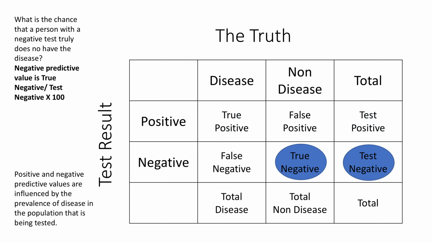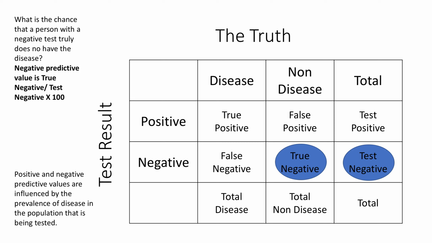Let's talk about negative predictive value, which is the hit the other way. It's the true negative results divided by the total number of negatives. So we want both of these numbers to be high too. However, those are influenced by the prevalence of the disease.